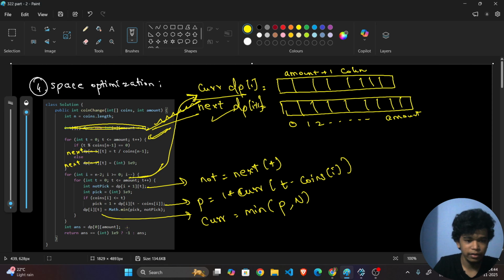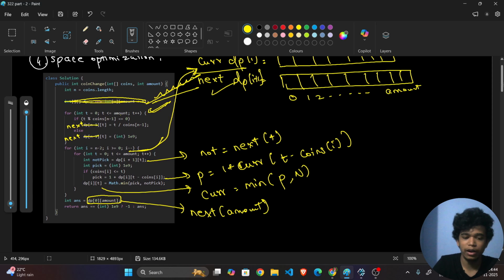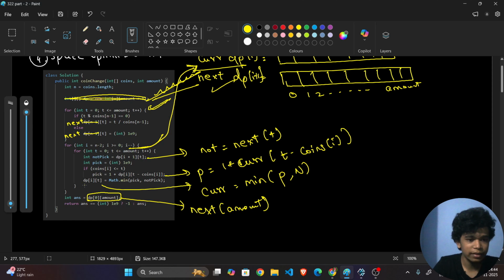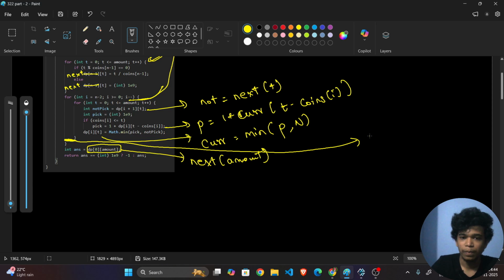Similarly at last here, what should be my value? So here my value should be next of amount. Okay, and also I forgot to mention one line. At this particular point, after finishing the inner loop, we want to update one more line, like we want to update the result in the next. So next is equal to current.